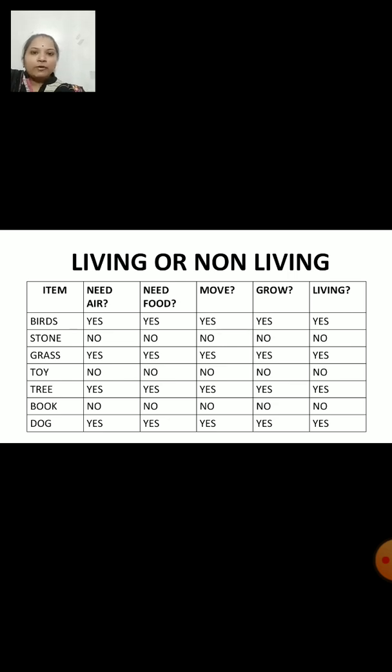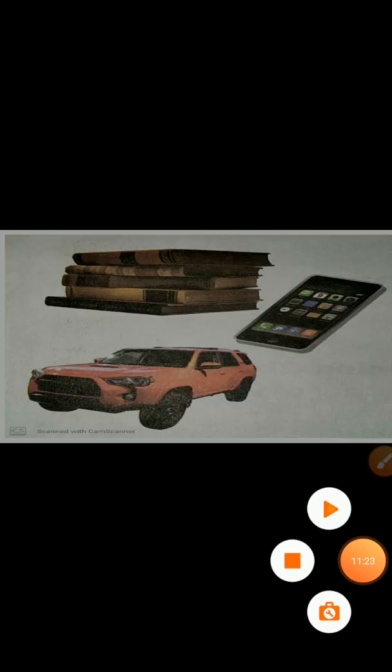What about a dog? Does it need air? Yes, it breathes. Does it need food? Yes, of course. We give food to our pet dog. Even stray dogs eat food. Does it move? Yes, you must have seen the dog running around your house, or somewhere on the road. Does it grow? Yes. So is it a living thing? Yes, the dog is a living thing.